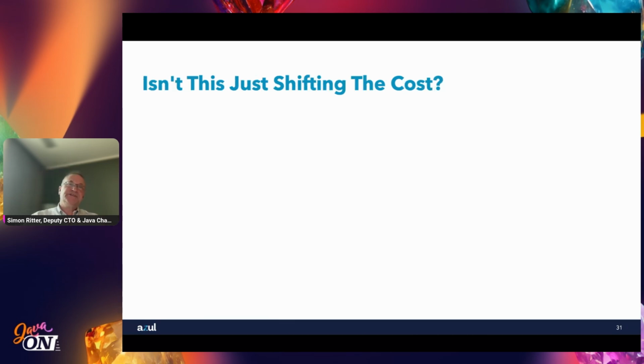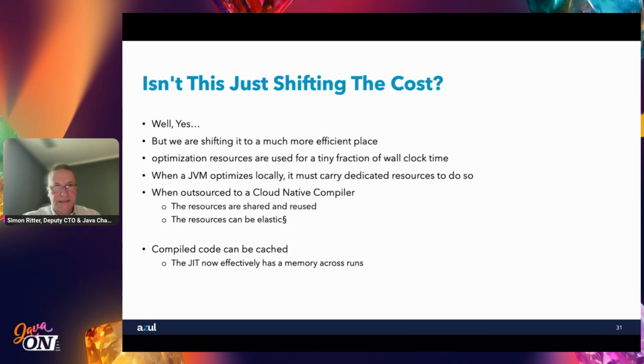So a lot of people will say, well, isn't this just shifting the cost? Well, yes, it is, but we're shifting it to a much more efficient place. What we can do is set up a cloud native compiler with more resources so that we can do these heavy optimizations, but we can do them in different ways. When a method is passed into the cloud native compiler, we'll compile that with a level of optimization which gives us results fairly quickly. Pass that back to the caller, and it runs its application.